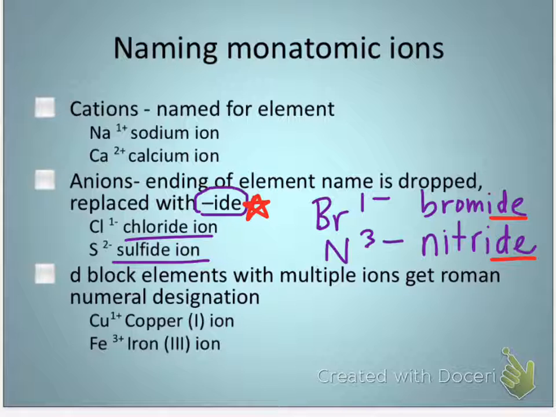Easy. Monatomic anions and cations that are main group. If they're positive, if they're a cation, they're just named after the element. If they're negative, they get that IDE ending.